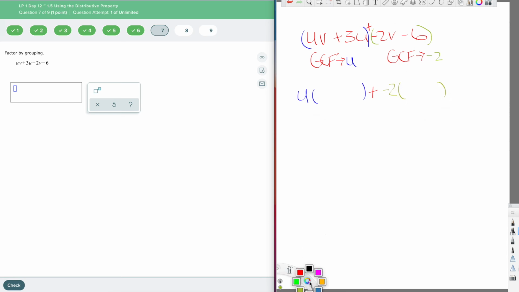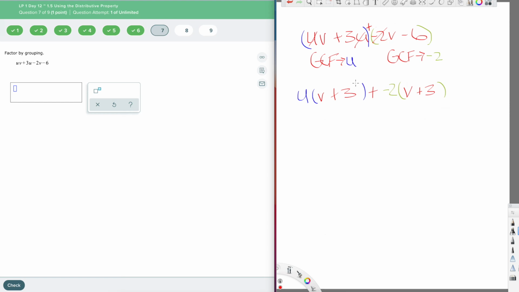All right, so now uv divided by u, well, that cancels out the u, and I have a v. 3u divided by u, that cancels out the u, so I have a 3. Then over here, I'm doing -2v divided by -2, cancels out the -2, and I'm left with a v. -6 divided by -2, two negatives make a positive when I'm multiplying or dividing. And 6 divided by 2 is 3.